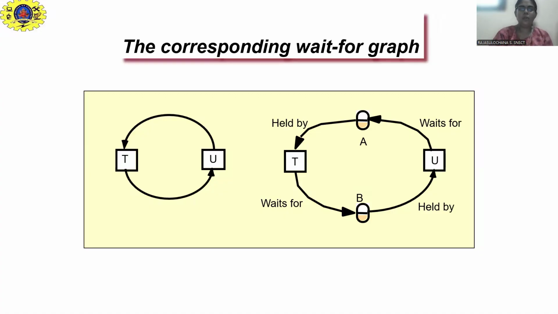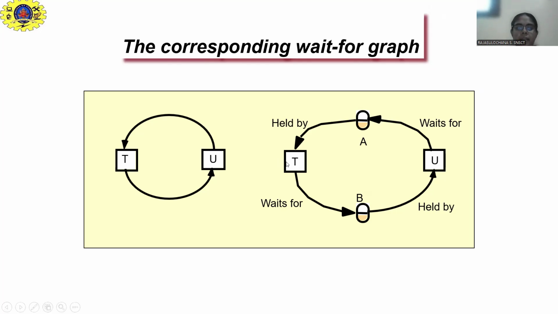So now look at this graph. T and U are transactions. So T is one transaction and U is another transaction. A and B are resources which are being used by those two transactions. So what do you infer from this graph? Now look at this graph here.